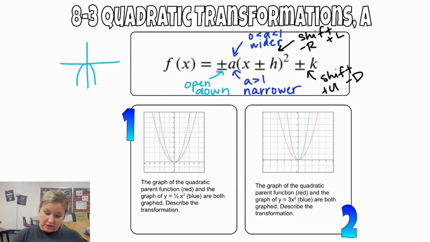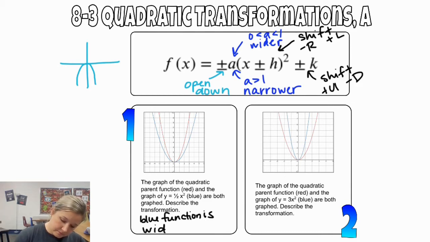So the transformation is that the blue function is wider. And it is wider because we have that 1/2. Remember, if a is between 0 and 1, so it's a fraction, then you're going to have a wider function. Now, something you want to be really careful about is an improper fraction, like 3/2. That's going to be bigger than 1. It's going to look like a fraction, but it's kind of tricky there.